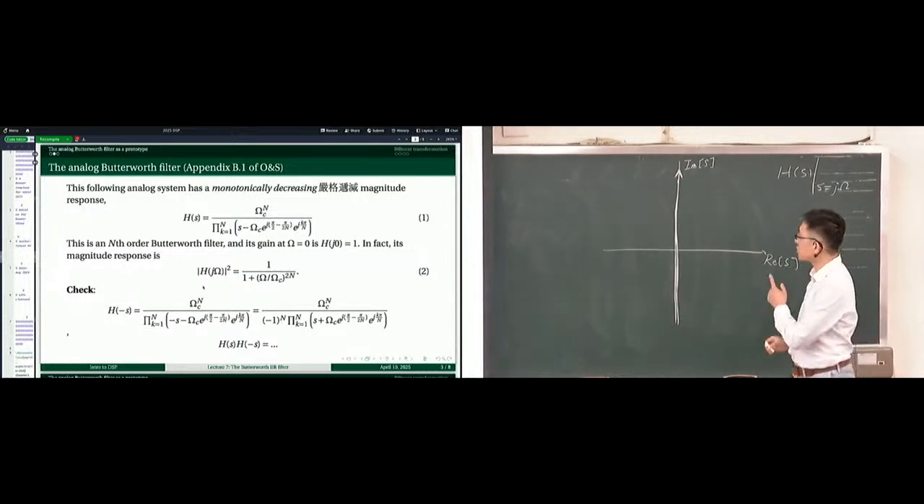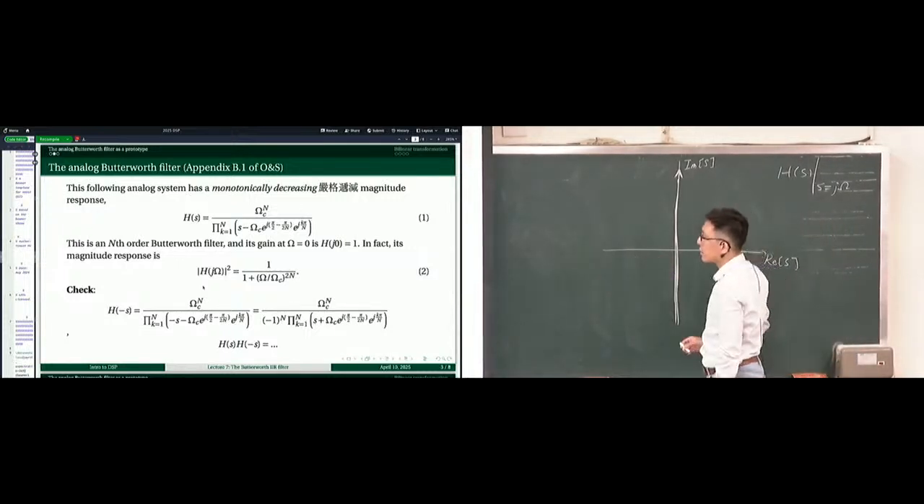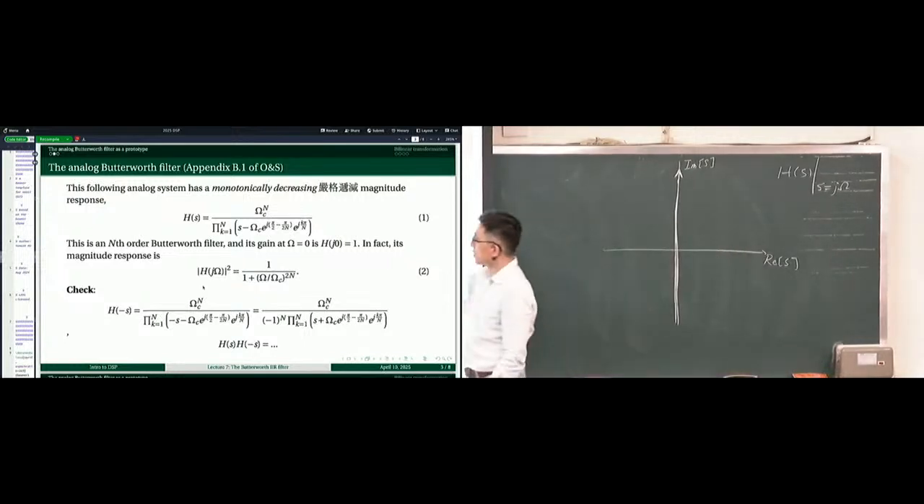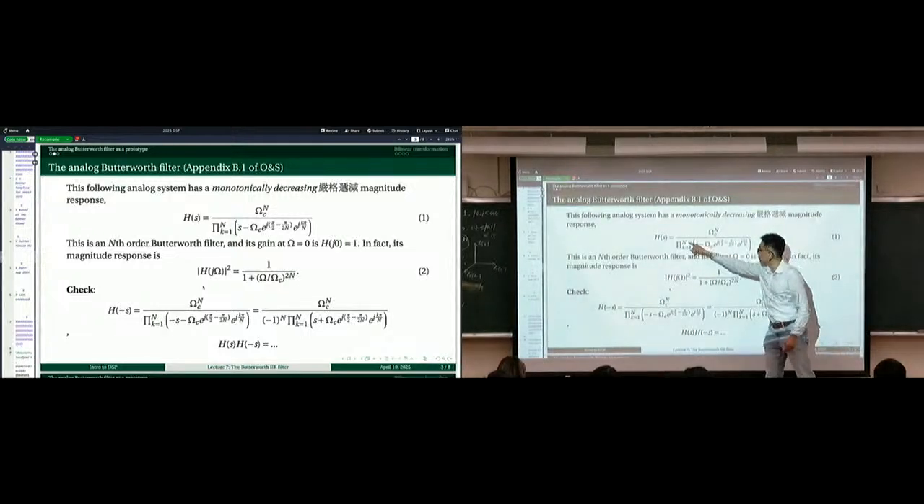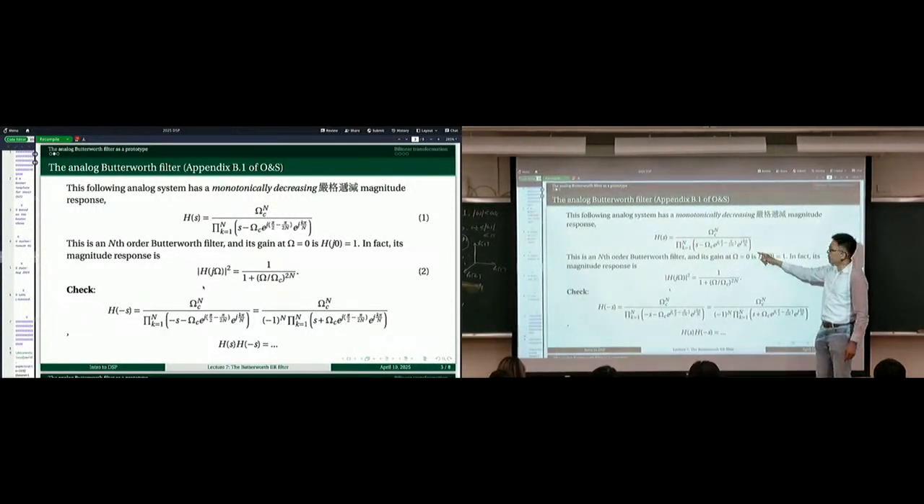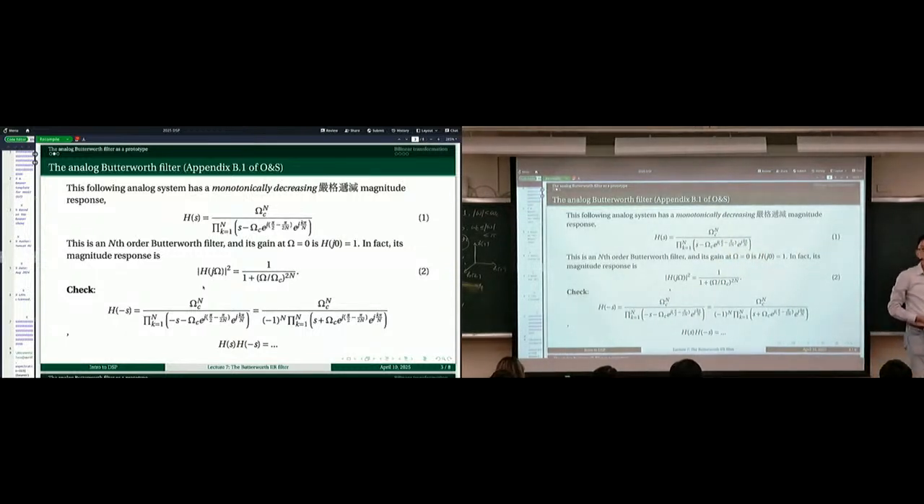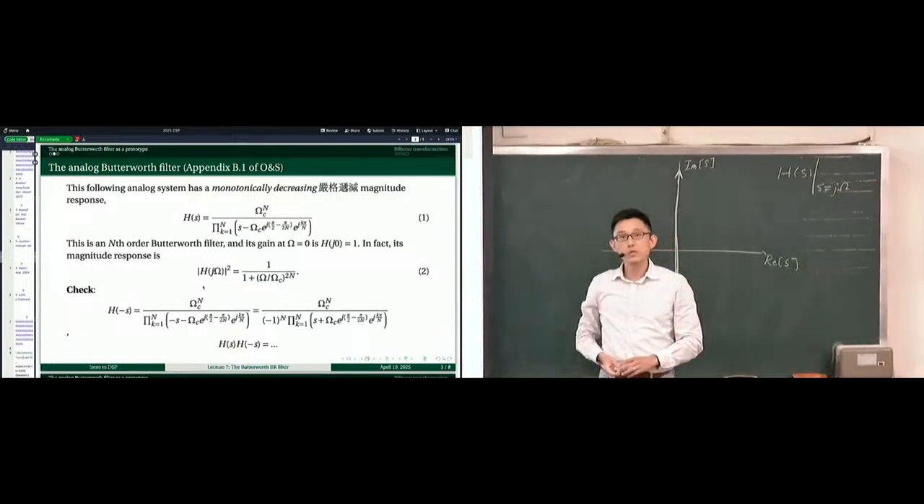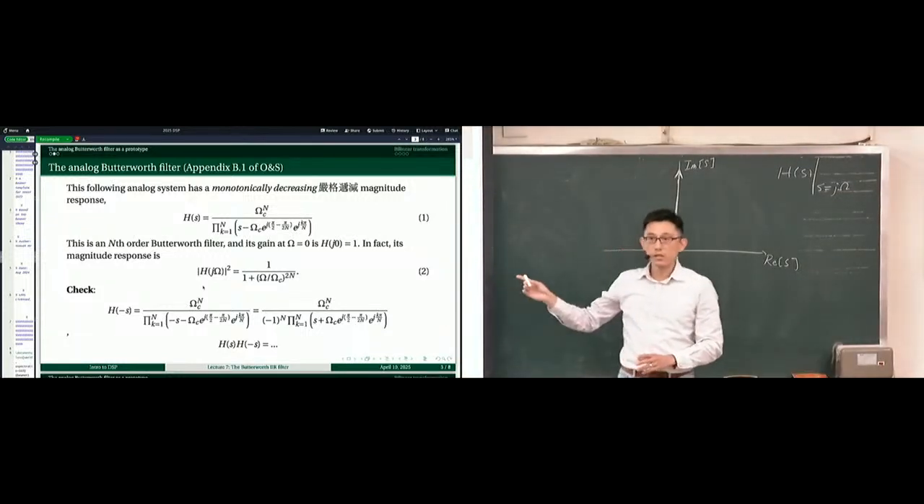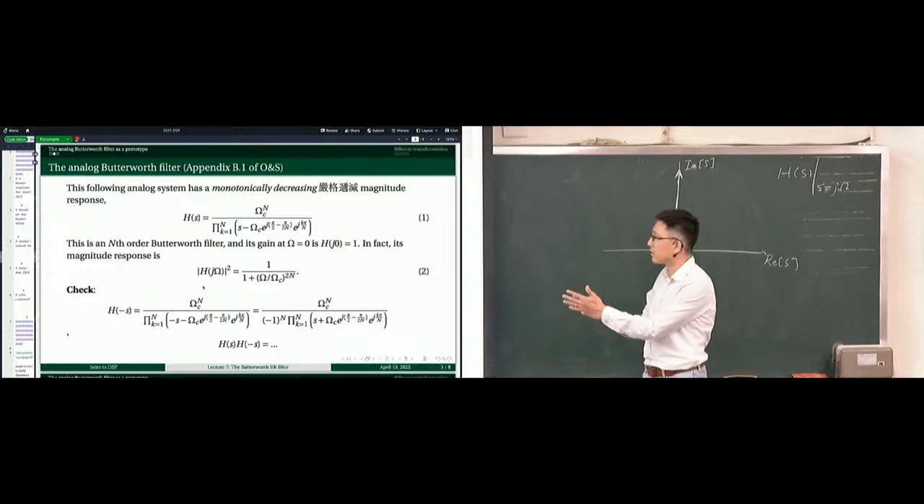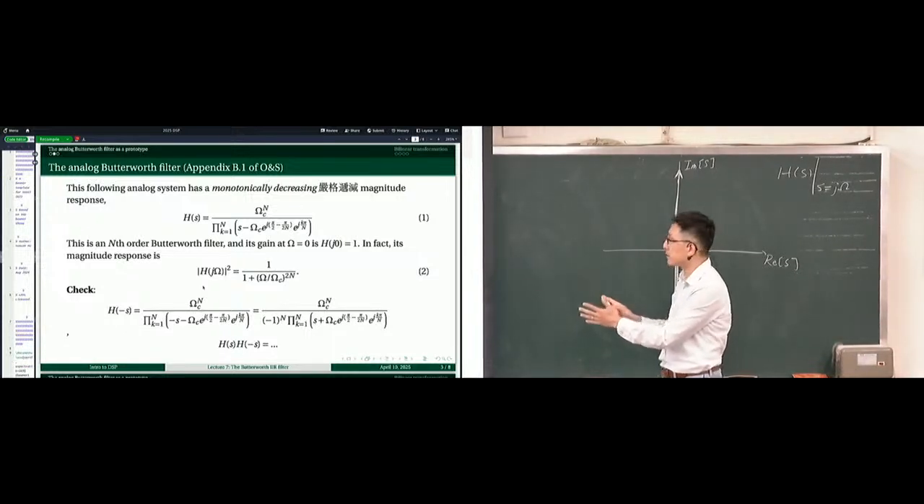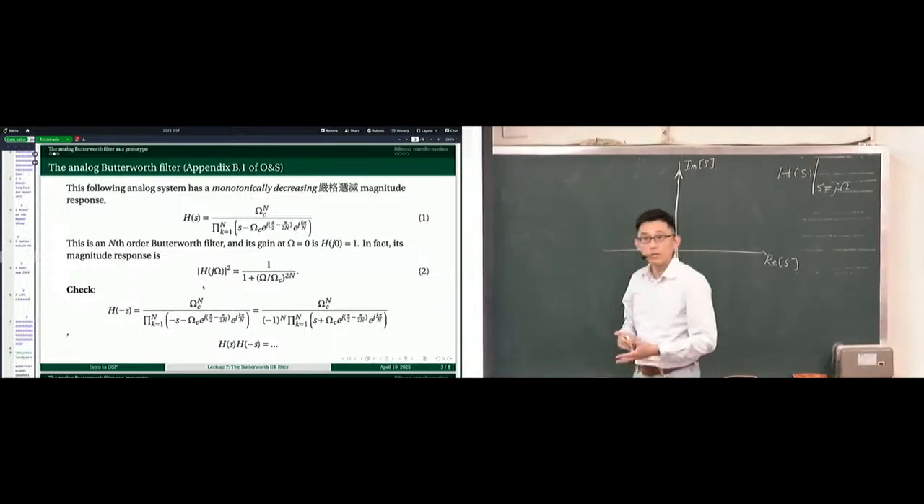But the system itself, the system transfer function right there, is written as the product of n terms. And in each term is s minus a constant. So this tells you a sort of factorization of a polynomial in terms of its roots. 就是因式分解了啊，this is nothing but factorization of an nth order polynomial. Okay, that's the first thing to notice.